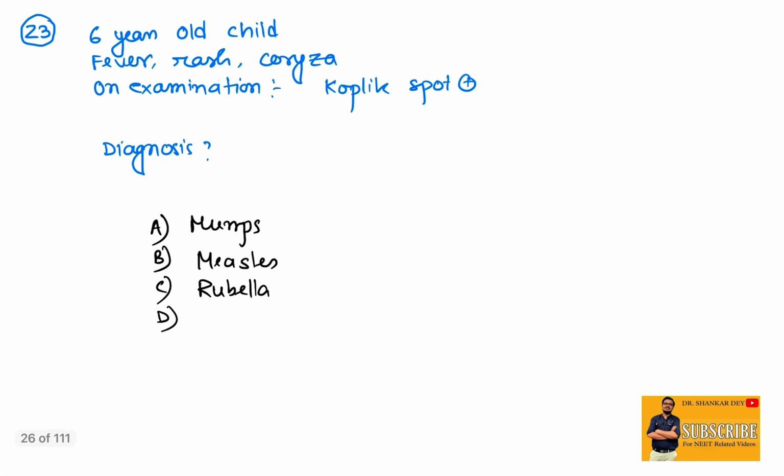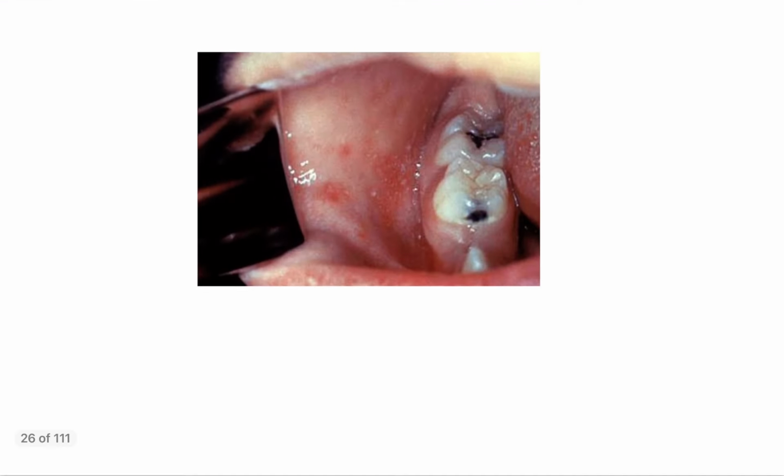Coming to question number 23, a 6-year-old child presented with fever, rash, coryza. On examination, Koplik spot was found. Straightforward question, what is the diagnosis? As all of you are familiar with this image, this is Koplik spot. Koplik spot is found in patients with, yes, it is measles.